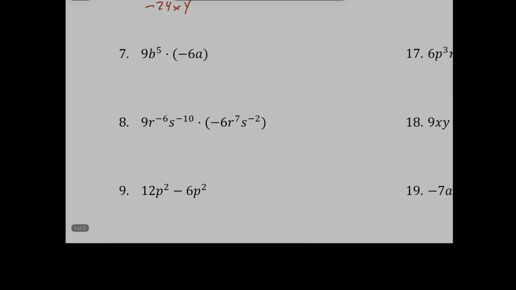Here we're going to go 9 times -6, which is a -54. And I'm going to go alphabetical, so I'm going to write the A first, and I'm going to write the B next. All right, let's go on to number 8.